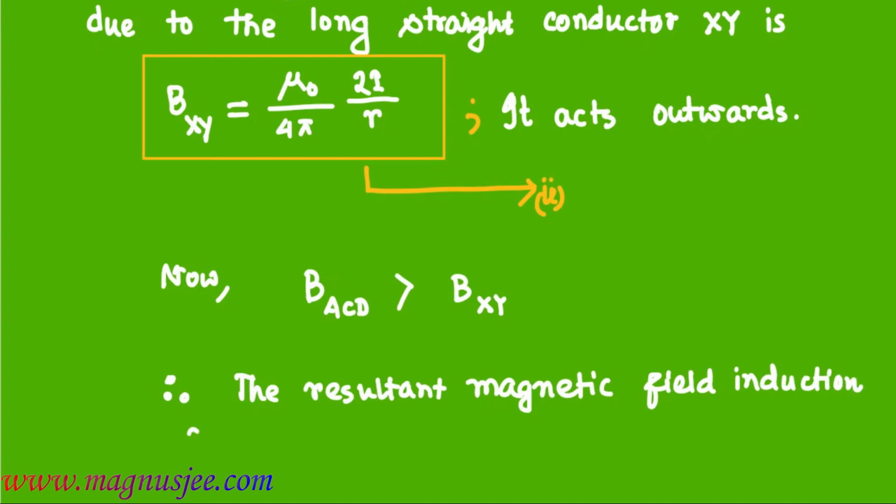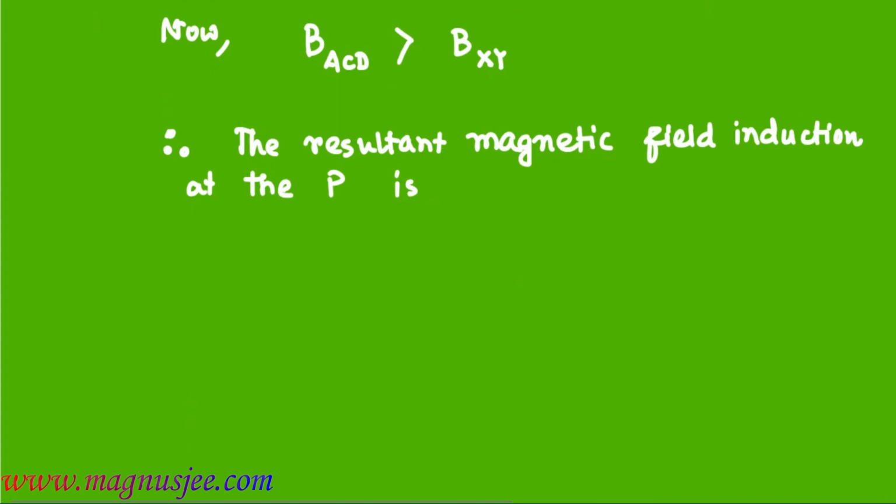Resultant magnetic field induction at the point P is given by B equal to BACD minus BXY. It should be at the point P equal to BACD minus BXY.